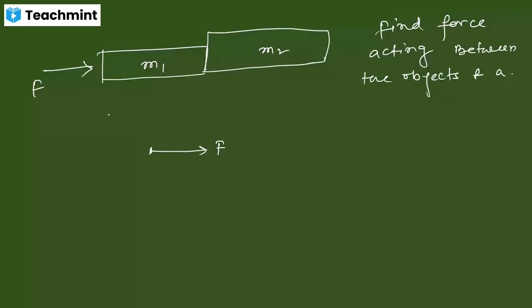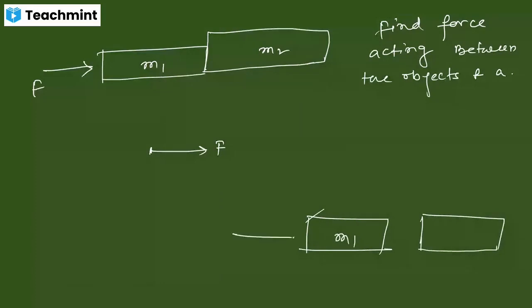Suppose these are the blocks of masses. This is M1, this is M2. I'm drawing them with some separated distance, so you can understand what is happening. You are applying some force of F on M1. So M1 will apply some force of action on M2. The force of action will be different from the applied force. Suppose the force applied by M1 on M2 is F dash. So what is F dash? This is actually the force of action.